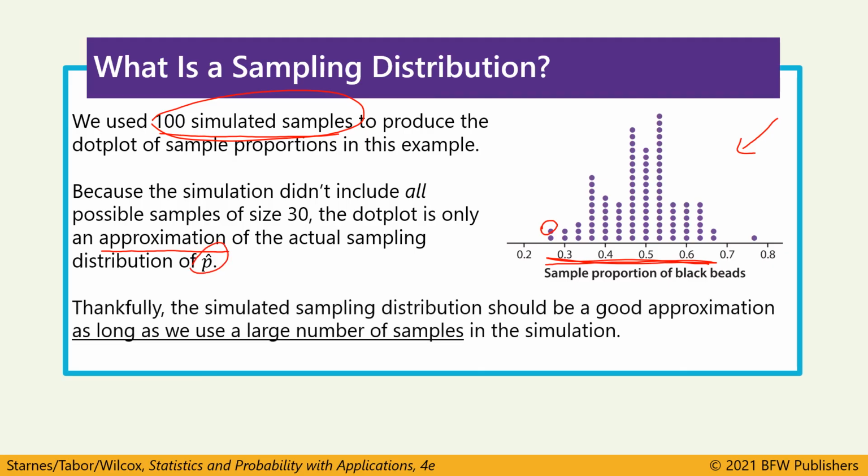As long as we have enough trials in our sample, this is a good enough approximation of the full sampling distribution that we can use it to solve problems.